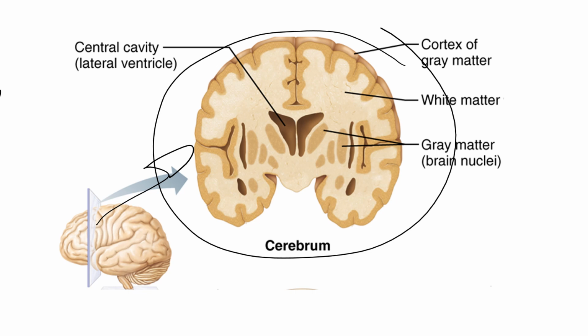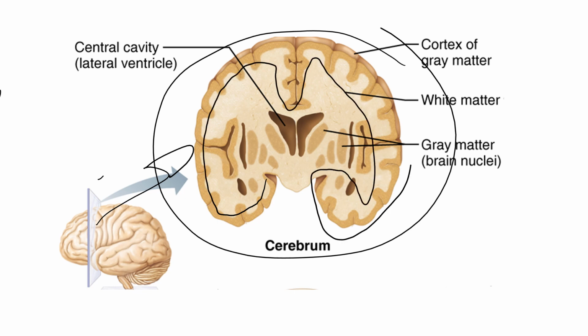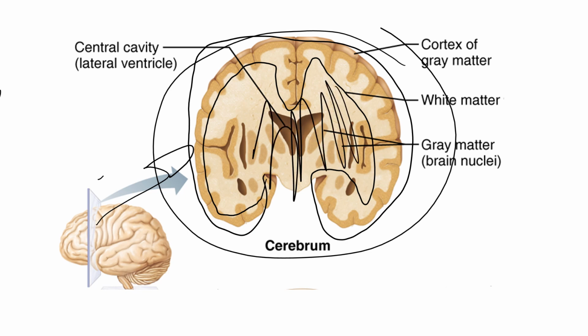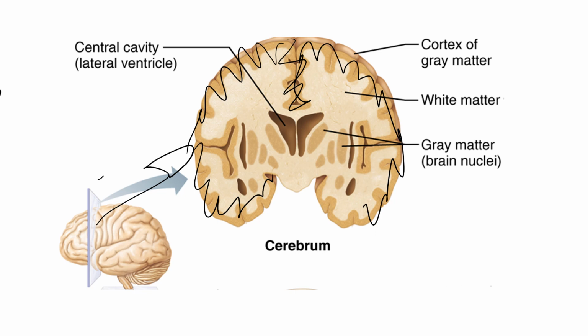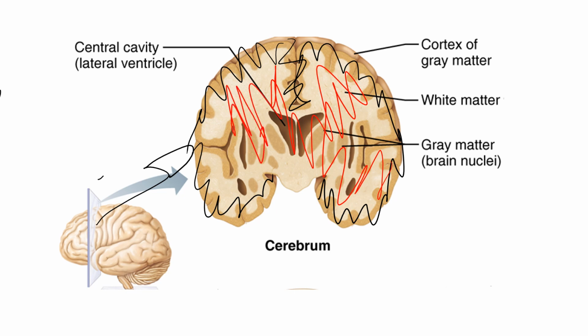Inside of the cerebrum, you would see that it's organized into mostly an outer layer of what's called gray matter and an inner layer of what's called white matter. Can you see how the whole outside of the cerebrum is gray and the inside, we'll do in a different color, is white? That's how the entire cerebrum is organized.